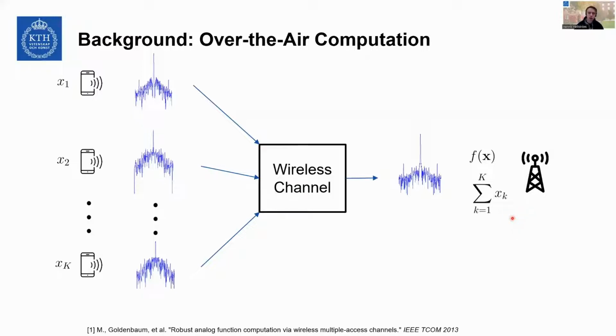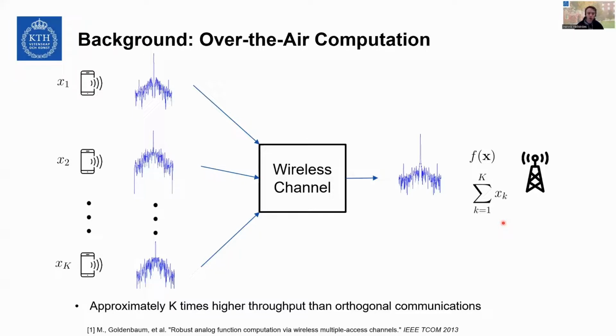It's worth noting that this stands in contrast to the more traditional orthogonal communications systems we use today, where each device is allocated their own radio resources. And due to this complete sharing of the spectrum, we can get much higher throughputs. In fact, we have approximately K times higher throughput with over-the-air computation than orthogonal communications.